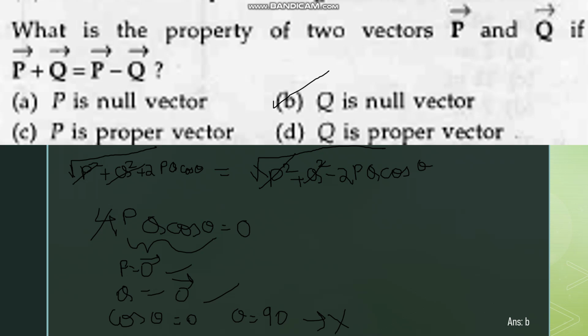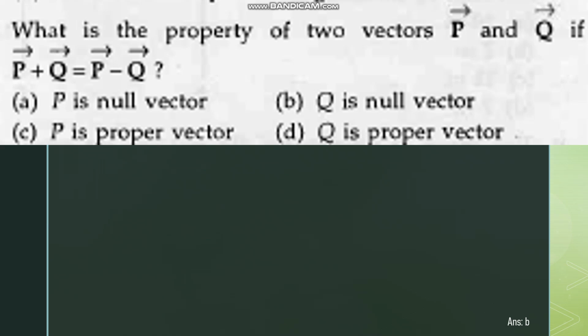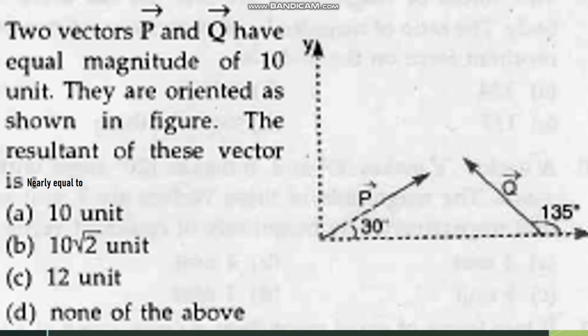Moving on from question number 13, now we will move on to question number 14. Here it is given "nearly equal to", which has a special meaning: the answer is not exactly the given options, but near about these options.